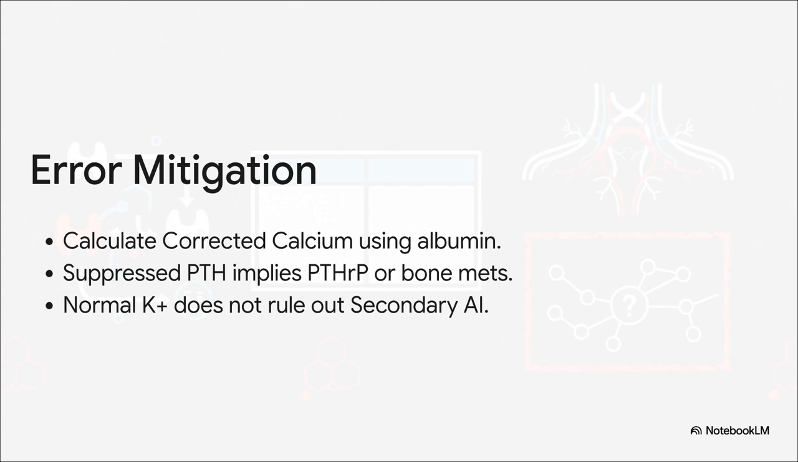In our scenario, that suppressed PTH means the parathyroid gland is working perfectly. It's appropriately shutting down because of the massive hypercalcemia. So the calcium is coming from elsewhere. Given the lung mass, your brain should immediately jump to humoral hypercalcemia of malignancy driven by PTH-related peptide, or a direct bone metastasis. The feedback loop literally points you straight to the cancer. And one final error mitigation rule: never assume a normal potassium rules out adrenal insufficiency. As we saw earlier, secondary insufficiency preserves aldosterone, so those electrolytes will be totally normal.